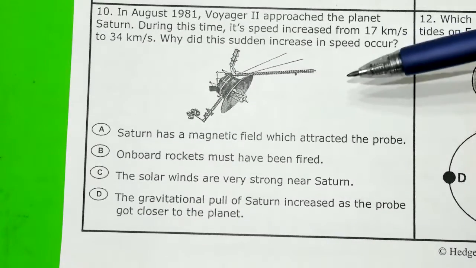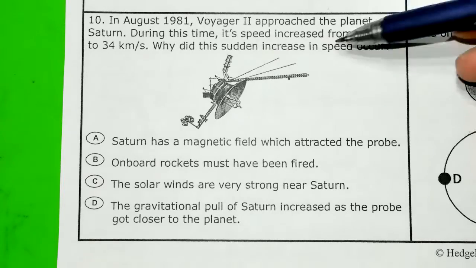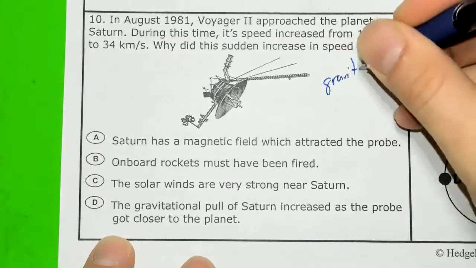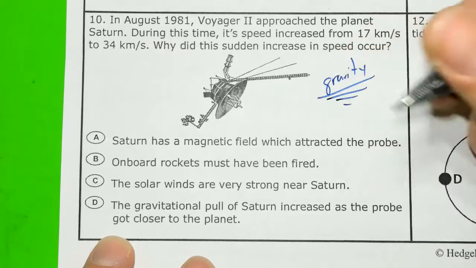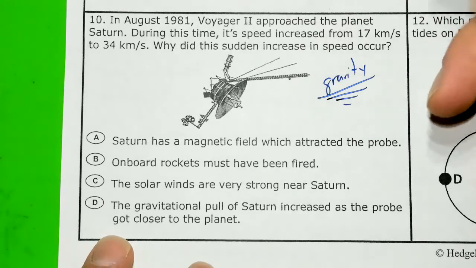During this time, its speed increased from 17 kilometers a second to 34 kilometers a second. Why did this sudden increase in speed occur? Remember gravity, guys. Gravity applies to everything out there, and Saturn's a pretty big celestial body.